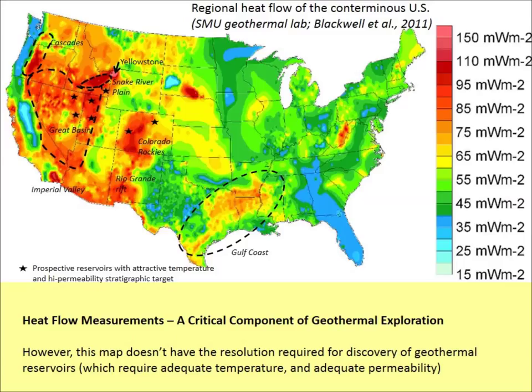The resolution of this, of course, is inappropriate for the prospect scale for geothermal developments and particularly in the Great Basin. It's good for indicating where we may have the temperatures we want at the right depth, but it's poor when it comes to the resolution of tens of kilometers, which of course is much more detailed than what this shows.